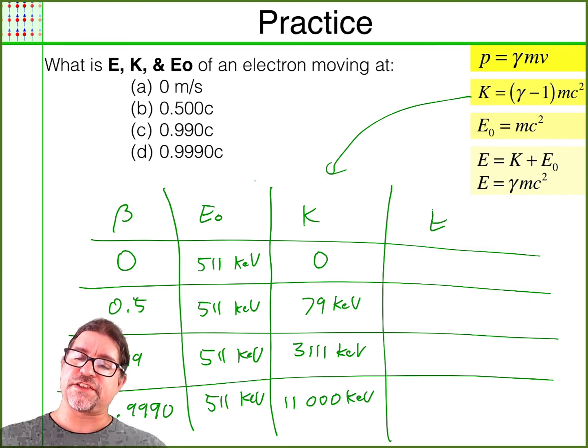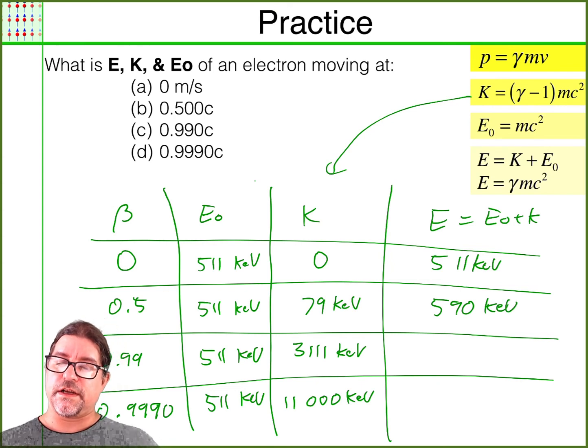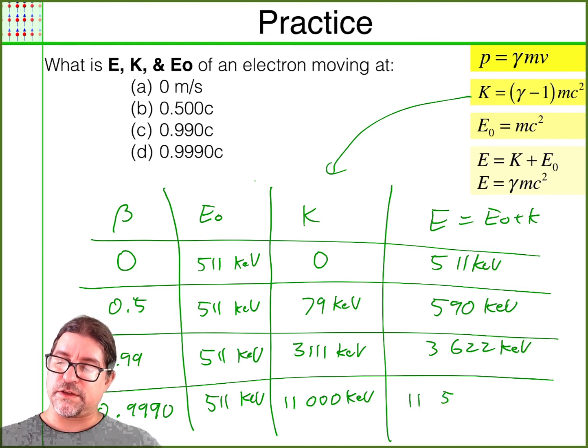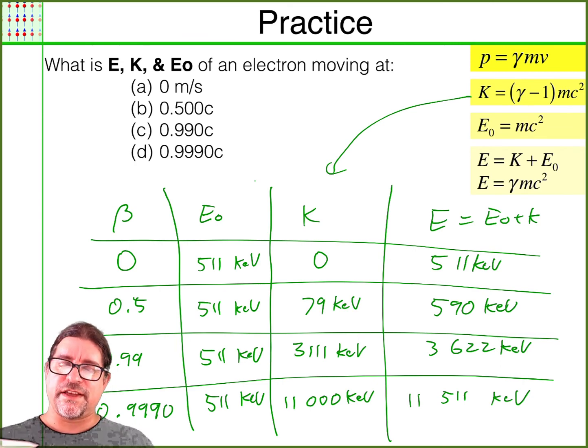So the total energy is just the sum of those two things, right? It's E naught plus K. So when it's at rest, its total energy is just its rest energy. At half the speed of light, its total energy is going to be 511 plus 79, so about 590 keV. When it's moving at 99% speed of light, 3,111 plus 511, so it'll be 3,622 keV. And when it's moving really fast, the rest mass is not a big part of it. So this is just giving you an idea of what the kinetic energy and the total energy are as you go faster and faster.